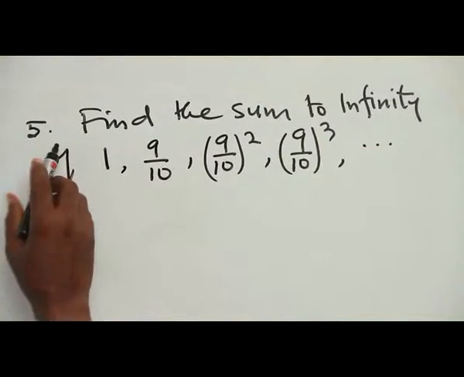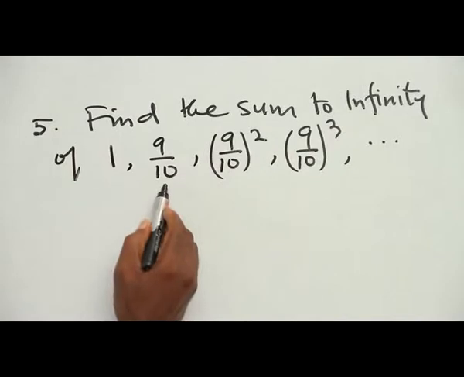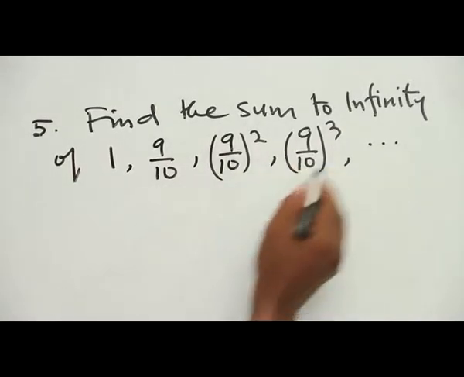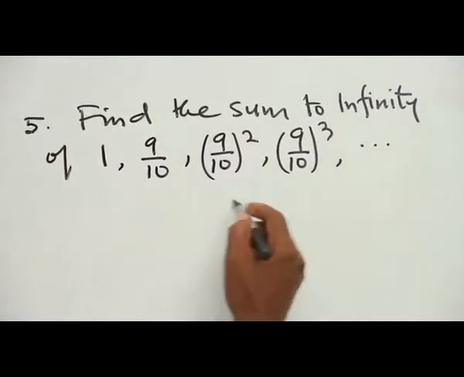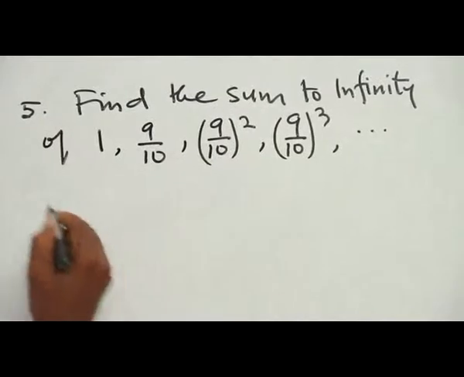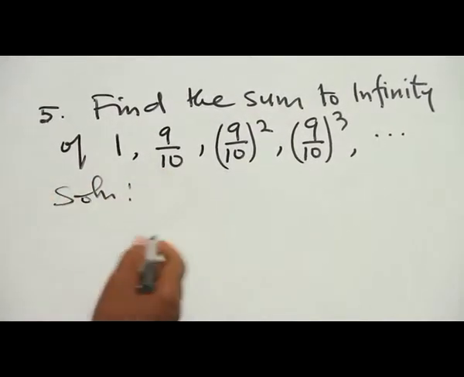Example 5. Find the sum to infinity of 1, 9 over 10, 9 over 10 squared, and 9 over 10 cubed, ellipses, dot, dot, dot, and so on and so forth. That is the meaning of that. It continues in that same order. Solution to this problem, we are looking for the sum to infinity.